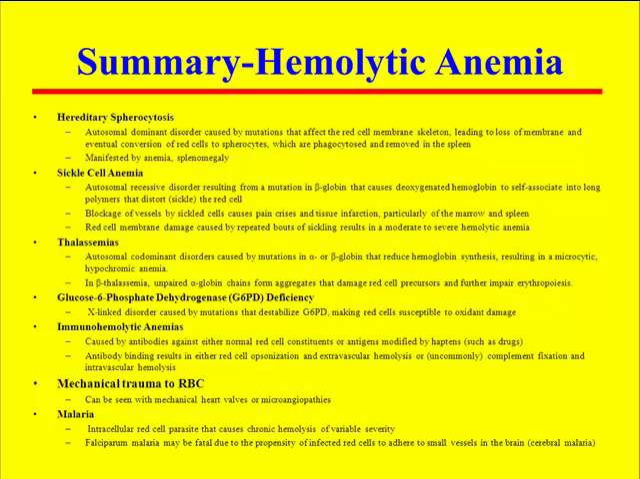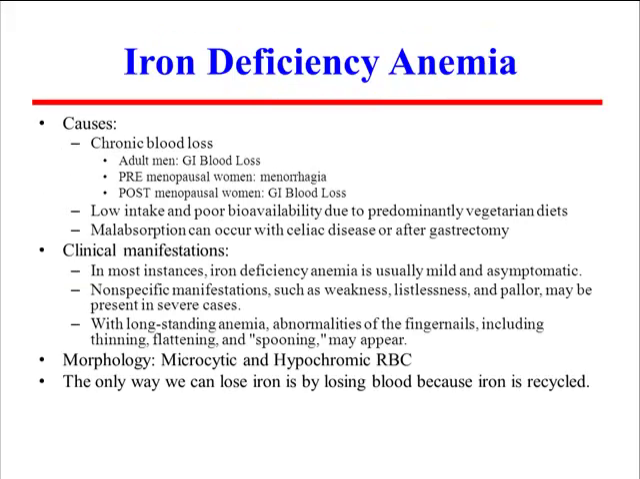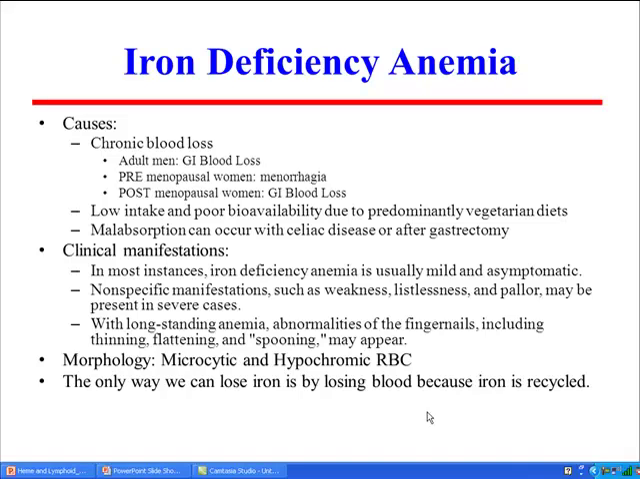Okay, anemias of diminished erythropoiesis. These are conditions that can cause diminished production of red blood cells, and we'll again go through each of these in some detail. Okay, iron deficiency anemia. There are several causes of iron deficiency.